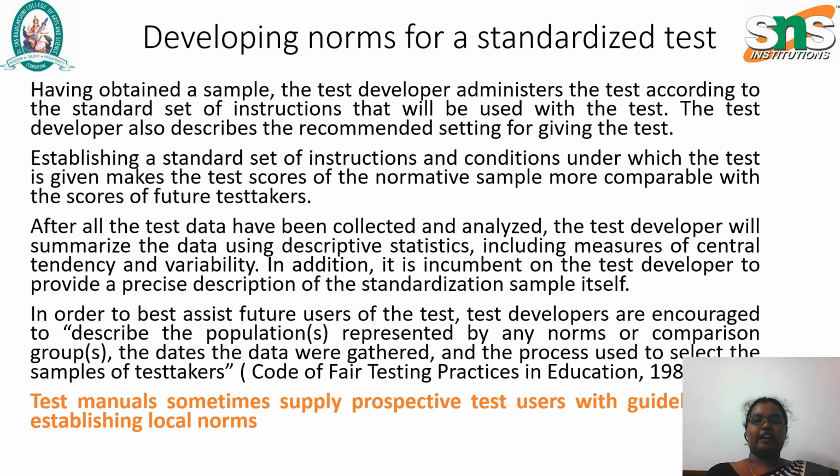Developing norms for a standardized test. Having obtained a sample, the test developer administers the test according to the standard set of instructions that will be used with the test. The test developer also describes the recommended setting for giving the test. Establishing a standard set of instructions and conditions under which the test is given makes the test scores of the normative sample more comparable with the test scores of future test takers.